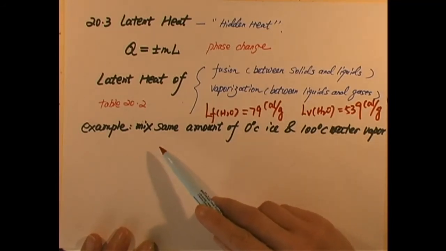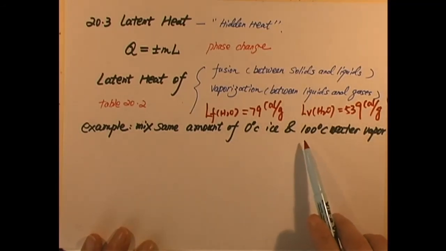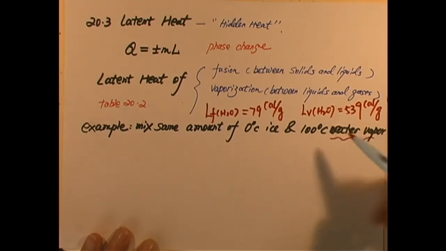Now, let's take a look at one sample problem. Mix the same amount of 0 degrees ice with 100 degrees water vapor. Water vapor means steam, actually. What's going to happen?